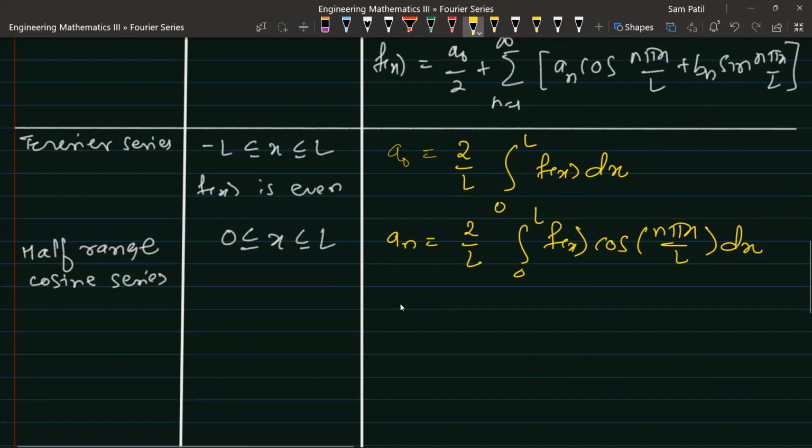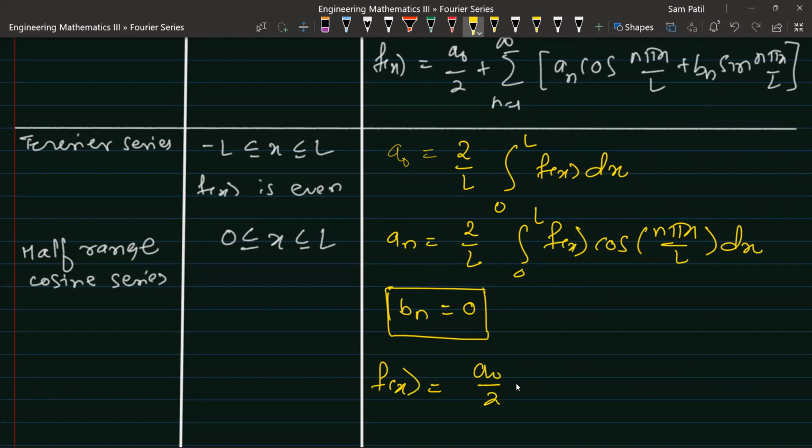And the interesting fact about this half range cosine series is that bn is 0. There is no need to find out bn. Are you getting? And what is f(x)? The series expansion of this f(x) is a naught upon 2 plus summation an cos(n pi x upon L), n from 1 to infinity. There is no need to take bn because bn is 0.